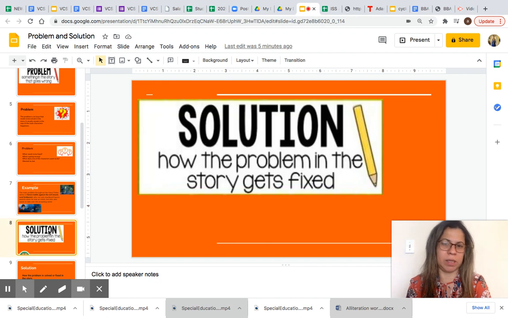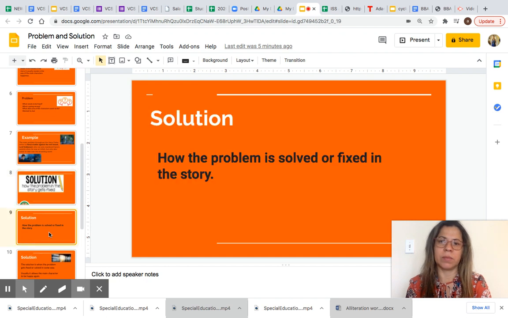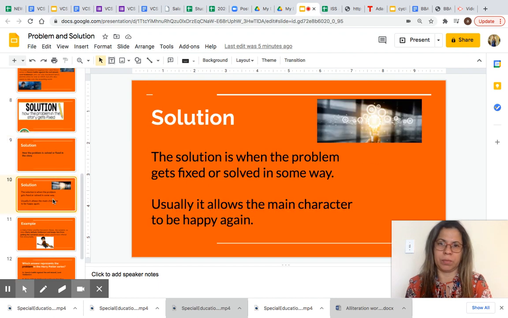Now, let's take a look at solution. Solution: how the problem in the story gets fixed. How the problem is solved or fixed in the story. The solution is when the problem gets fixed or solved in some way. Usually it allows the main character to be happy again.